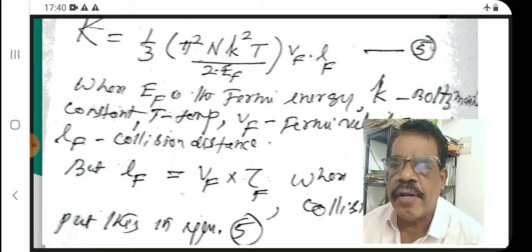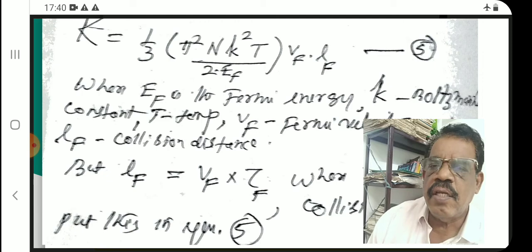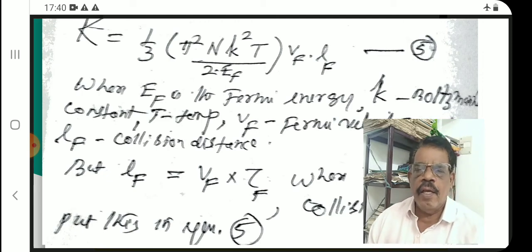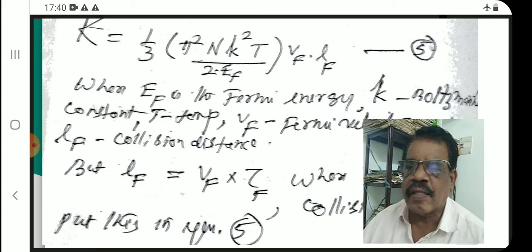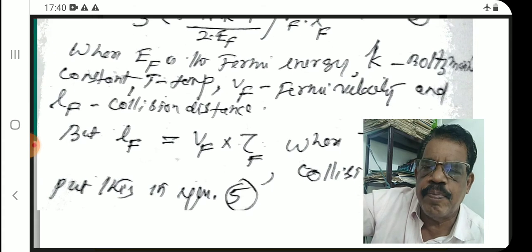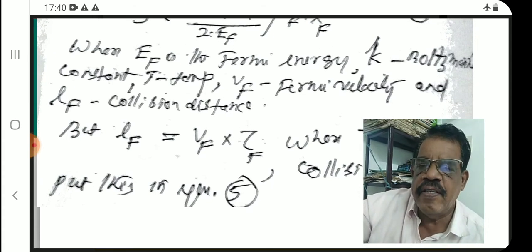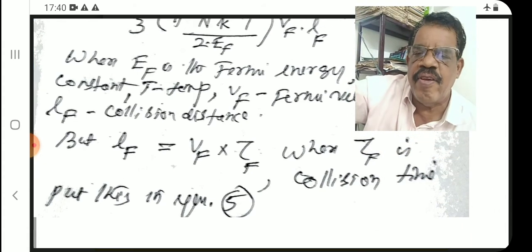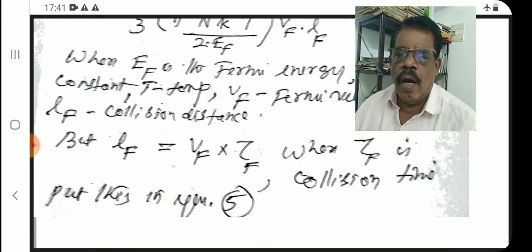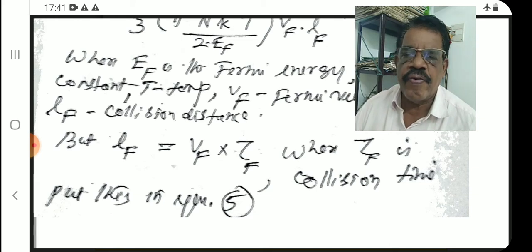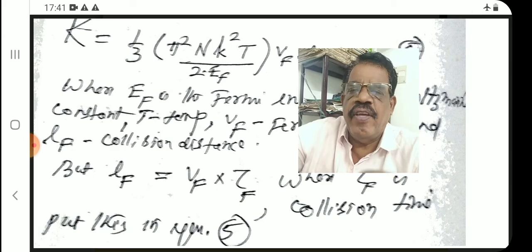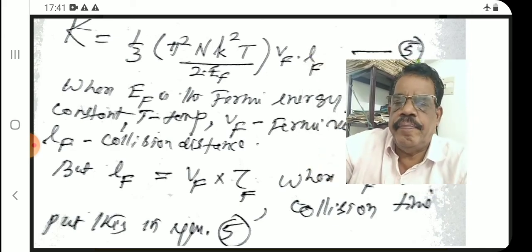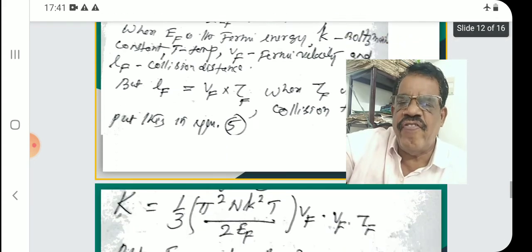All terms are clear. n is the Avogadro number, k is the Boltzmann's constant, T is absolute temperature, EF is Fermi energy, VF is Fermi speed, and LF is the mean free path. All the terms are explained there. But LF is VF into tau F, where tau F is the collision time. Put this in equation number 5. Give VF into tau F in place of LF.